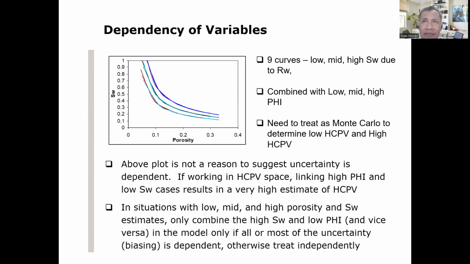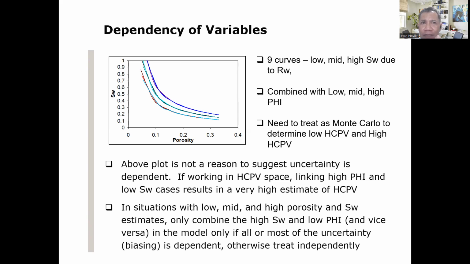Dependency of variables refers again to the relationship between different factors in a model or analysis. The plot shown doesn't indicate that the uncertainty is dependent. However, when working in hydrocarbon concentration per volume space, combining high porosity with low SW cases can lead to a significantly higher estimate of hydrocarbon per volume.